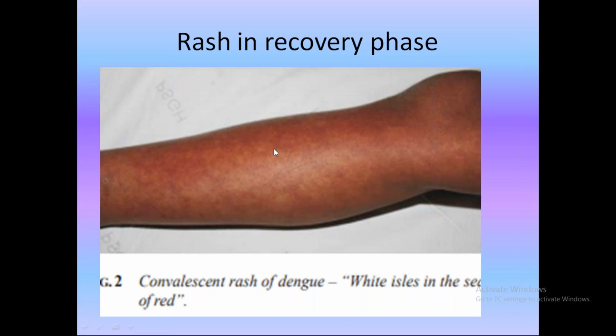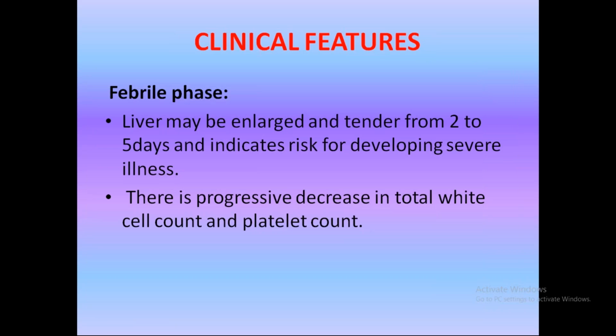This is different. I will deal with it later. It's only seen in the recovery phase. Here it is non-blanchable. This erythematous macular rash is non-blanchable. Typically it is described as white islands in the sea of red. In between the erythematous rash, there are small areas of unaffected skin. These are called white islands in the sea of red. This is a typical feature of the recovery phase.